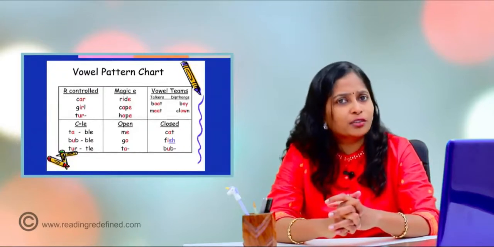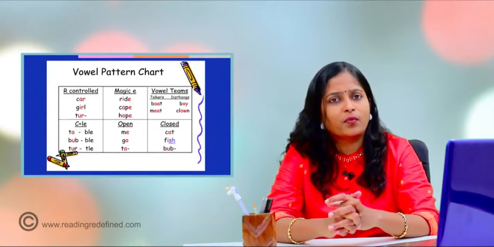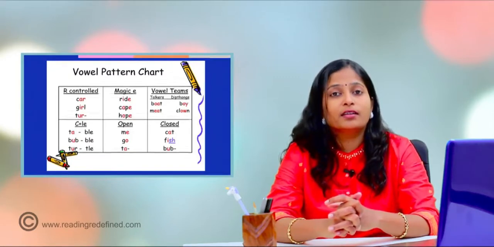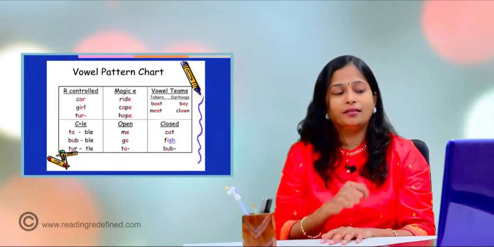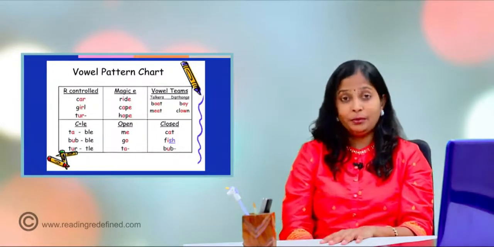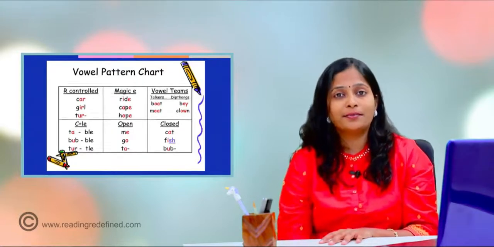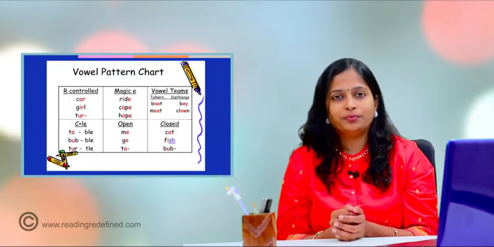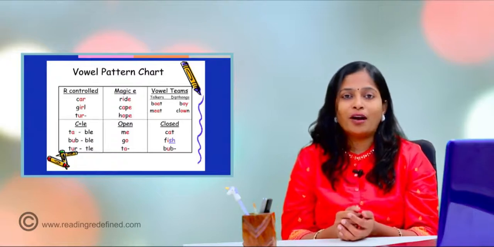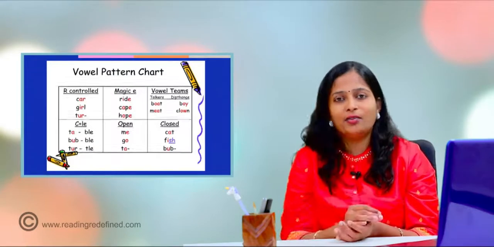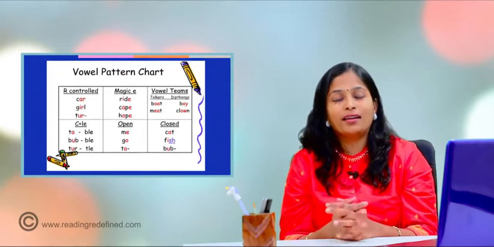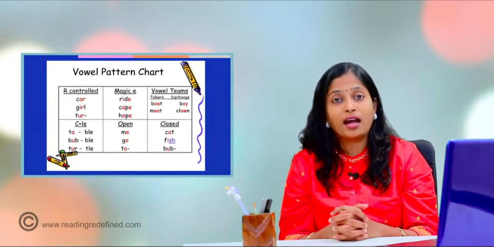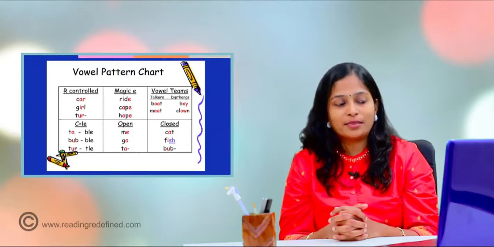So we have a few R-controlled vowels, as we were discussing while we were learning the sounds. Again, now we will be looking for magic E words, which we will look into elaborately. So we have vowel teams. A and I make the A sound, E and E make the E sound. We have vowel teams: OI makes OI, OU makes OW. We have vowel teams like that.